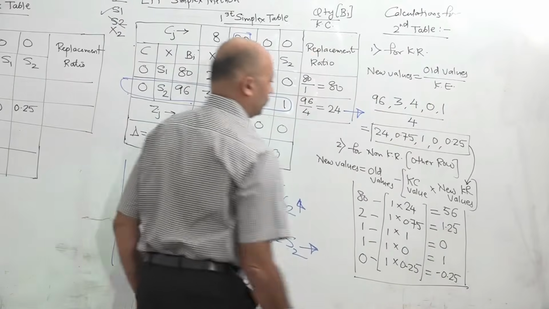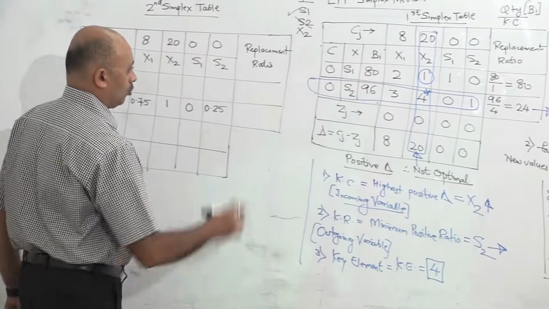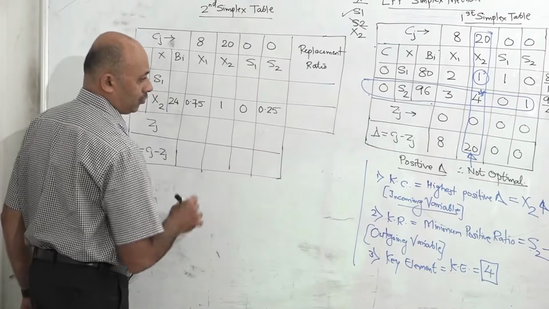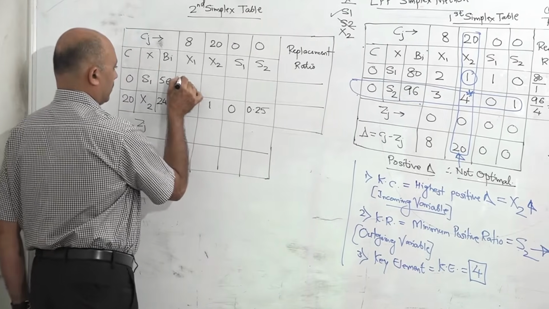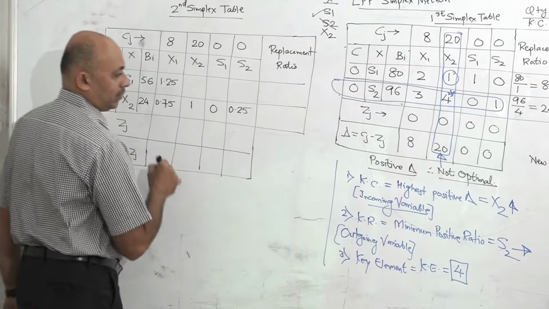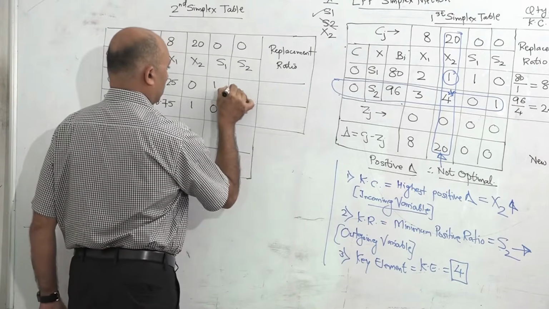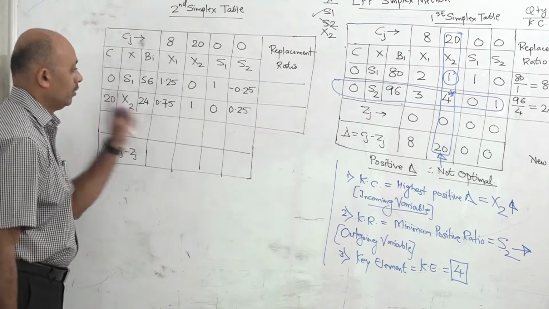And these new values now we will write in the new table in that corresponding first row, because we are calculating for first row here. So it is 56, 1.25, 0, 1 and minus 0.25. Now the values we have got.